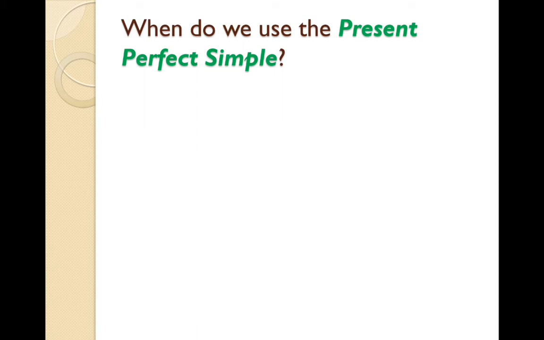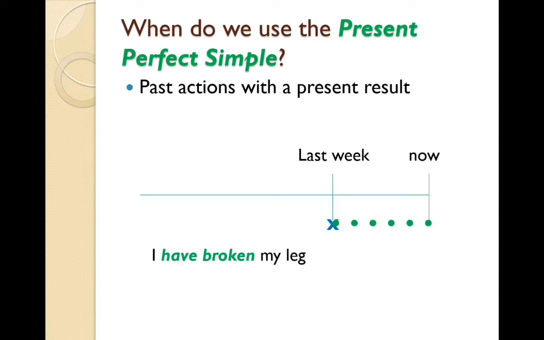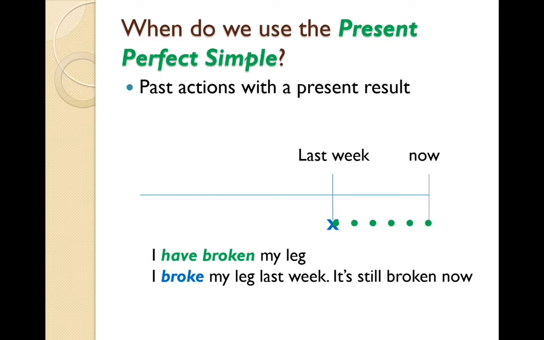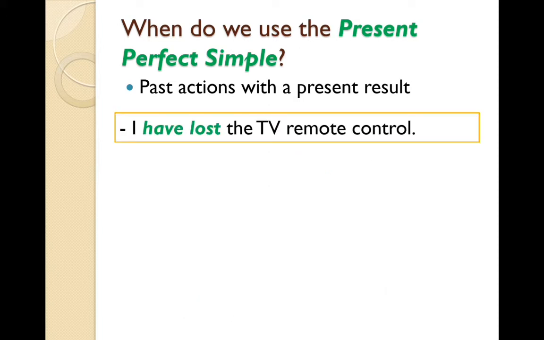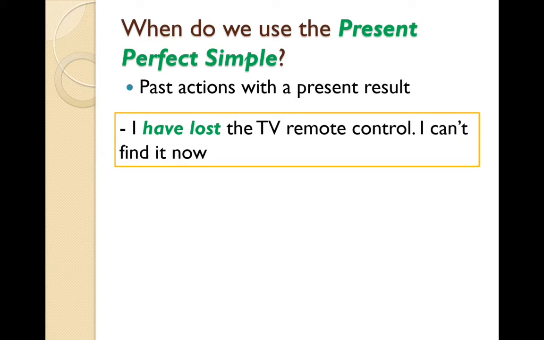When do we use the present perfect simple tense? For past actions with a present result. Look at this example. I have broken my leg. I broke my leg last week. It's still broken now. So although the action of breaking my leg happened in the past, the result continues into the present. I've lost the TV remote control. I can't find it now. So although the action is past, there is a present result.